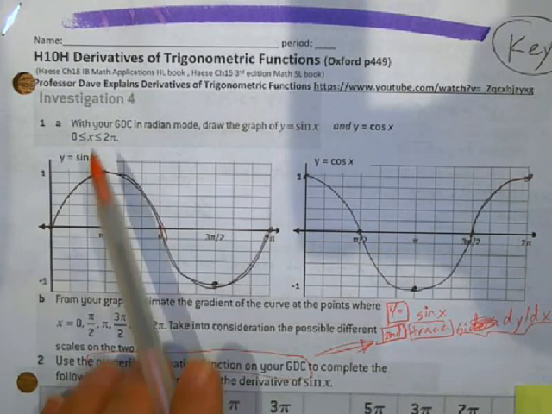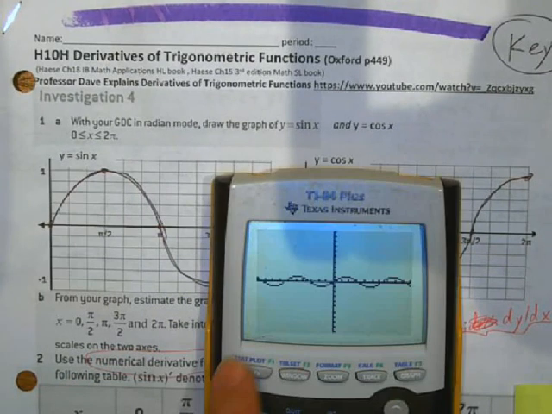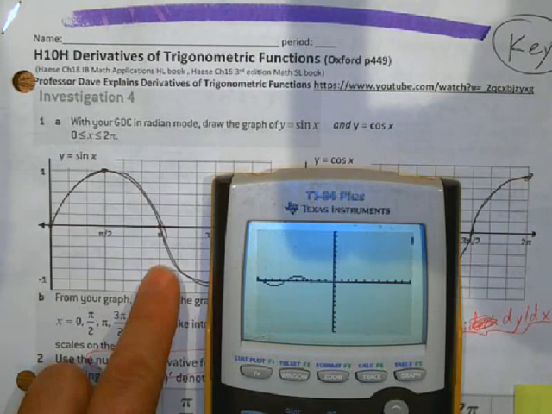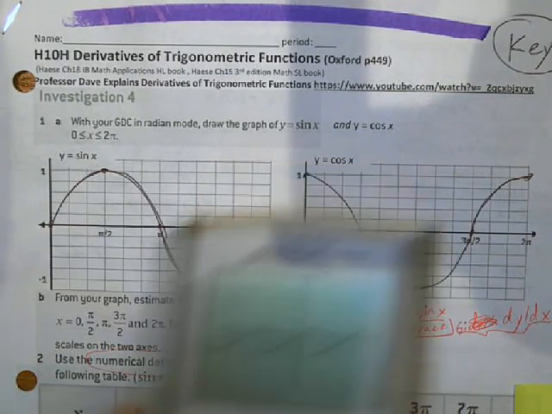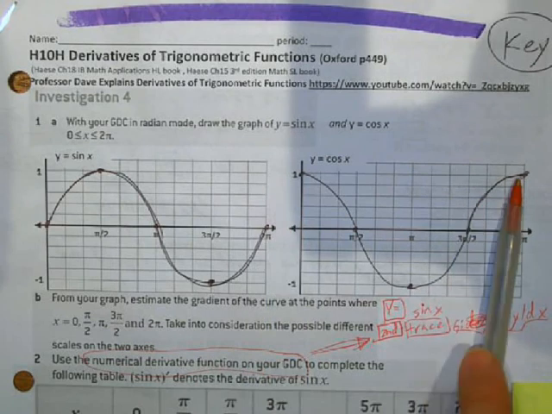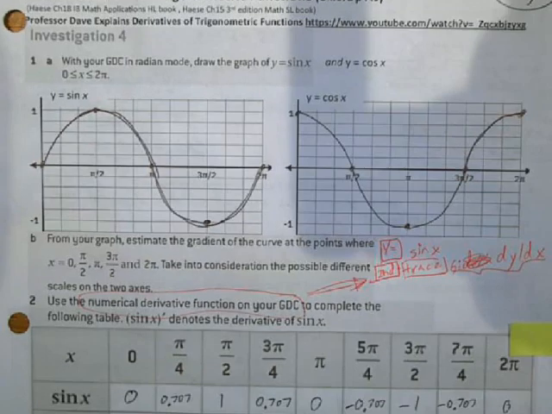So with your graphing calculator, graph sine x. If you click y equals sine x and graph it, it looks just like this, right? We learned this in an earlier chapter. There's our sine wave, there's our cosine wave. So they wanted you to fill out this table. This is from the textbook.